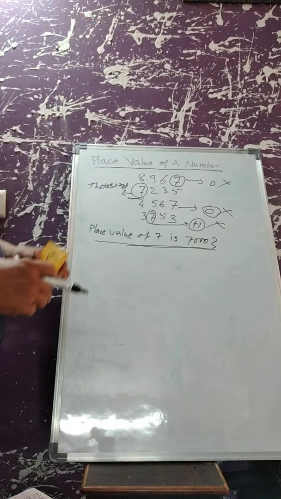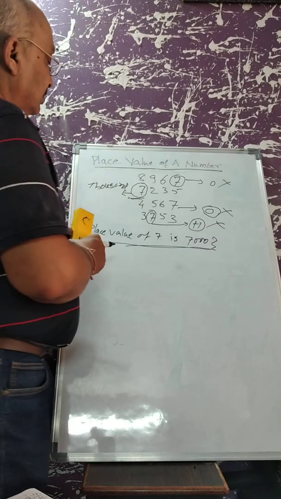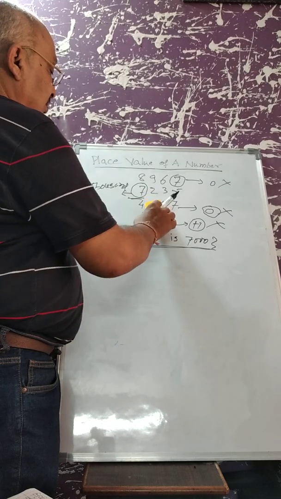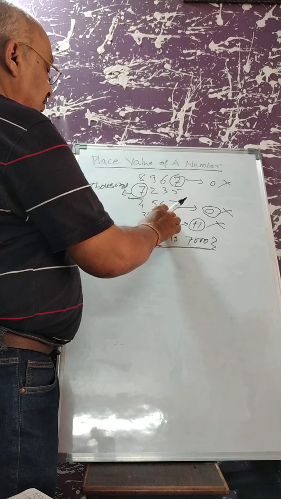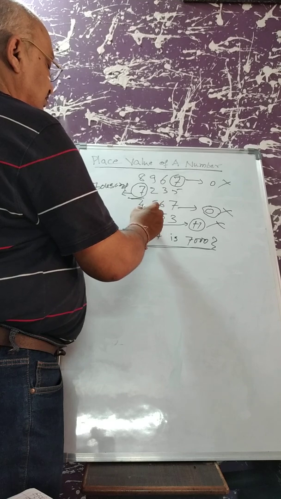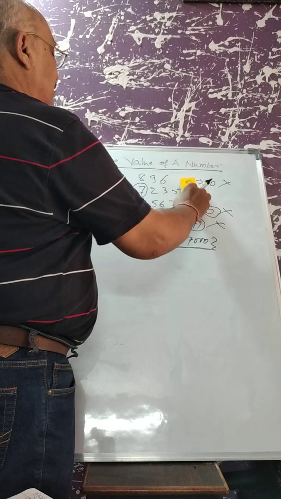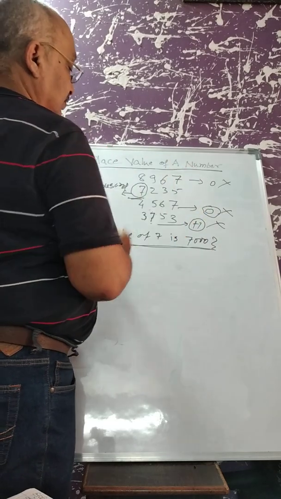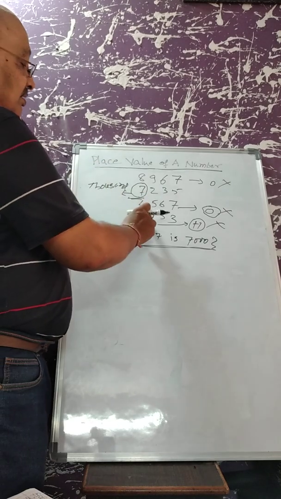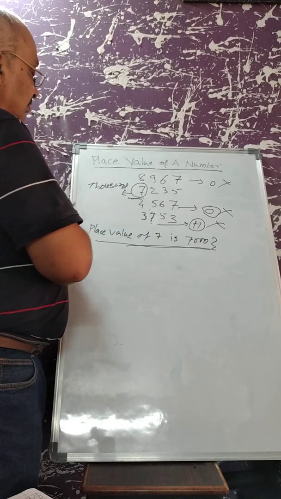Okay, so in this way, if somebody is telling you to circle, you have to circle only this one and not this one. You cannot circle this one, you cannot circle this also. Only this one you can circle. If you circle anyone wherever you are getting 7, that will be a wrong answer.